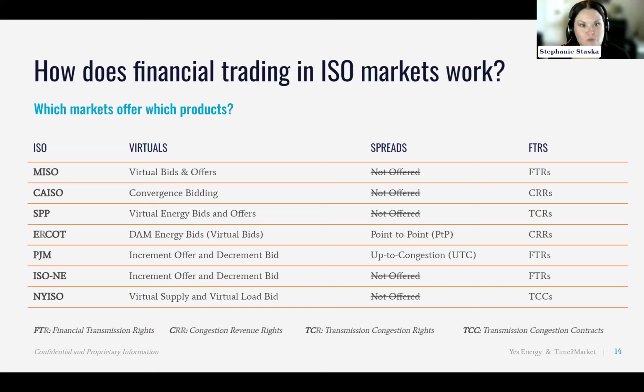And then FTRs, which are longer term financial products in the ISOs, have varying names as well. The first market was really PJM, so they call it FTRs. That's the most common name, but as other markets have started up, such as CAISO and SPP, they have different naming conventions. There is a definition at the bottom of what each of those acronyms stand for, but essentially they are the same thing. They just have different names because the markets gave them different names.